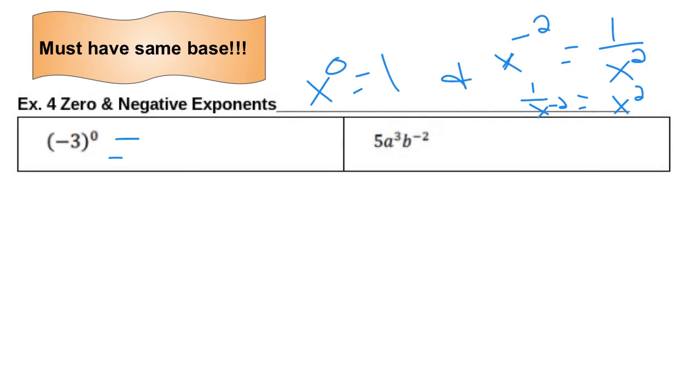negative 3 to the 0, well, anything to the 0 power simply equals 1. That easy. If we're looking at the second one, well, what do we have here? We've got a 5, nothing going on. A to the third, nothing going on. But that negative exponent is essentially telling us that that b really belongs in the denominator spot.